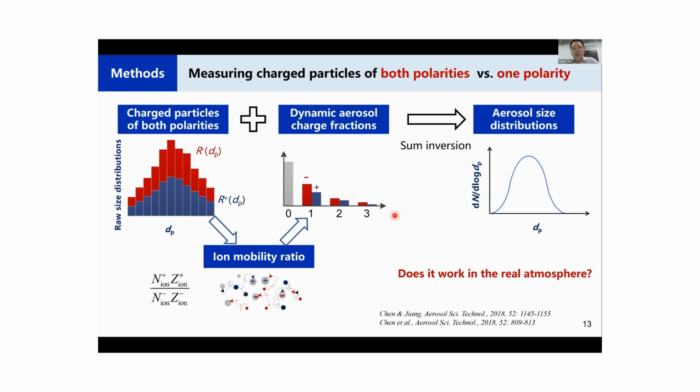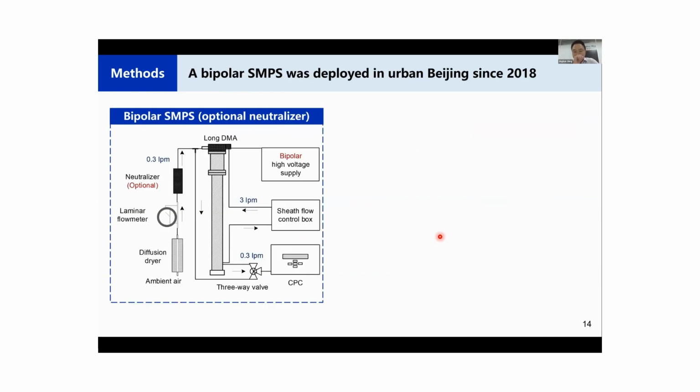However, we haven't done it in a real environment for a long time. So that's the question we have in mind. Therefore, at the beginning, we built a very simple system. We use a long DMA from TSI and also CPCs. For the DMA, we use a dual polarity, or bipolar, high voltage supplier, which can apply both positive and negative high voltage to classify charged particles of both polarities.